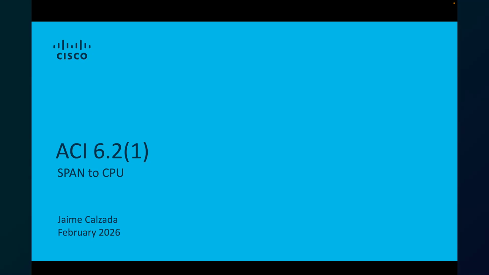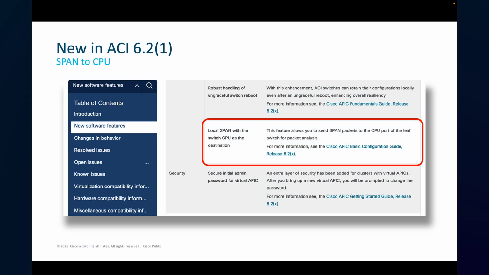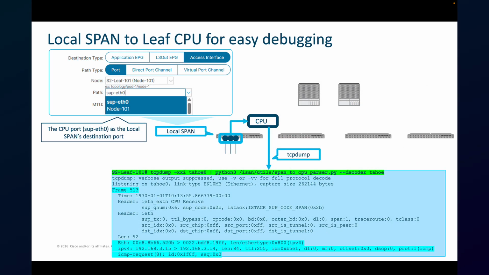In ACI 6.2(1), you have a handful of features that have come out, and one in particular that I don't want to go unnoticed is span to CPU. Span to CPU has been around in standalone NX-OS for quite some time, and as a previous TAC engineer for both standalone NX-OS and ACI TAC teams, it's something that I've always hoped ACI would take advantage of. It's definitely a tool that can help progress troubleshooting when there's no host to receive span traffic.